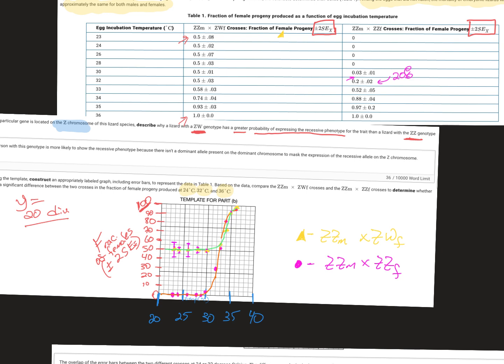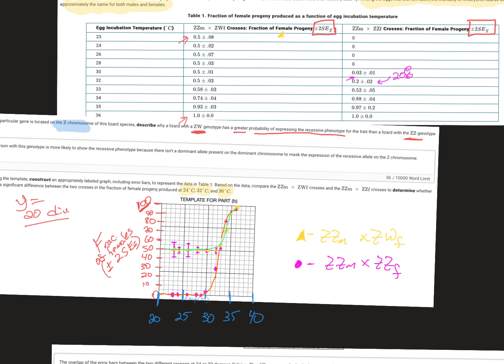32, 3. There should be a triangle there. I don't know if I messed up or not. 32 should be at 50% here. And it should be 3. It should be about there. And then that's 32.